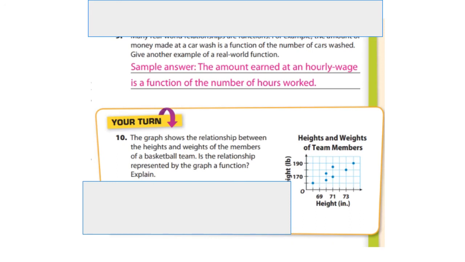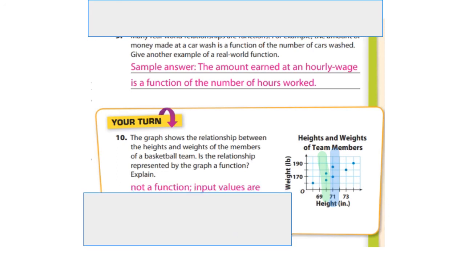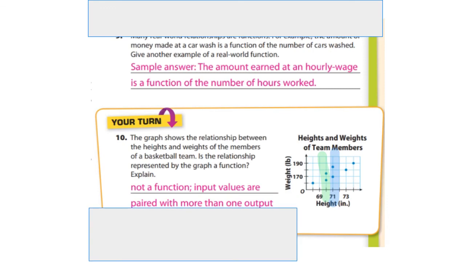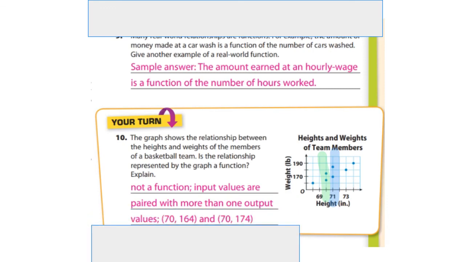I look at it and I see that it fails twice. It fails, whoops, there, and it fails here. It twice fails the vertical line test. So this is not a function. The input values are paired with more than one output value.